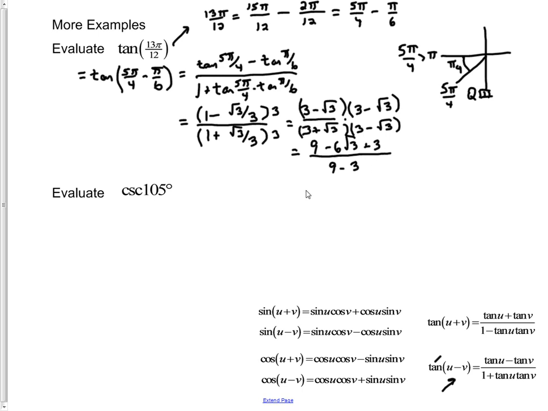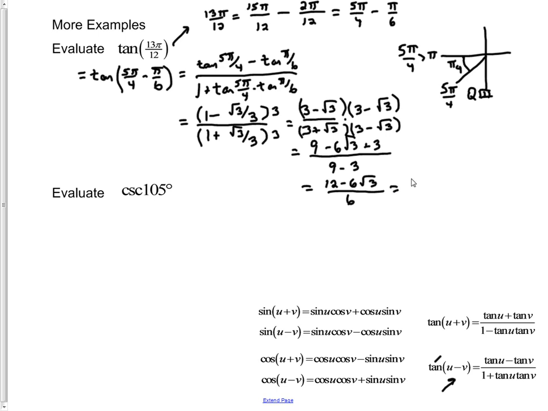Let's simplify this a little bit more. By adding our like terms in the numerator, we're going to get 12 minus 6 times the square root of 3. And in the denominator, 9 minus 3 is 6. So we can reduce this fraction, luckily, one more time.